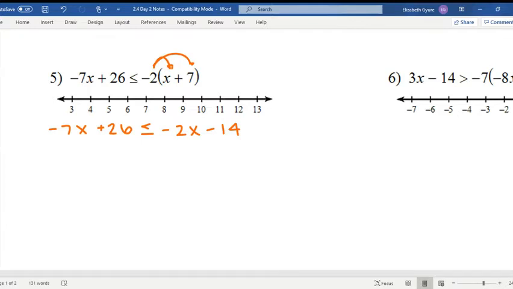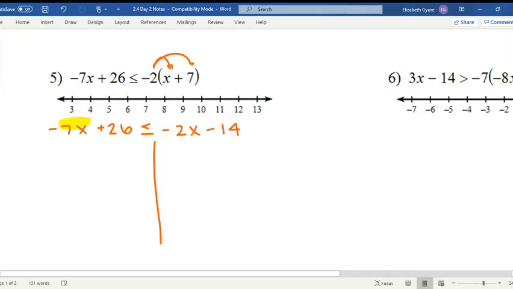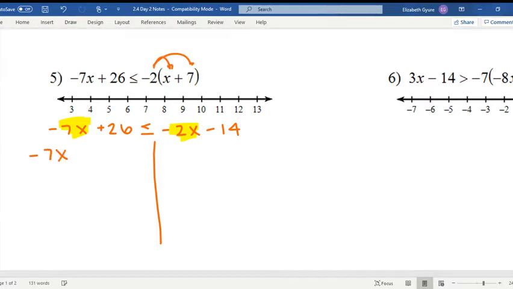Now is it ready for our 2 columns? Yes. Okay. So we get our 2 columns. Let's reorganize. Negative 7x, stay or go? Yes, it is going to stay. 26, stay or go? It is going to get out of here and make it a what? A negative. Good. Negative 2x is going to go and become a positive. Good. And then negative 14 will stay.